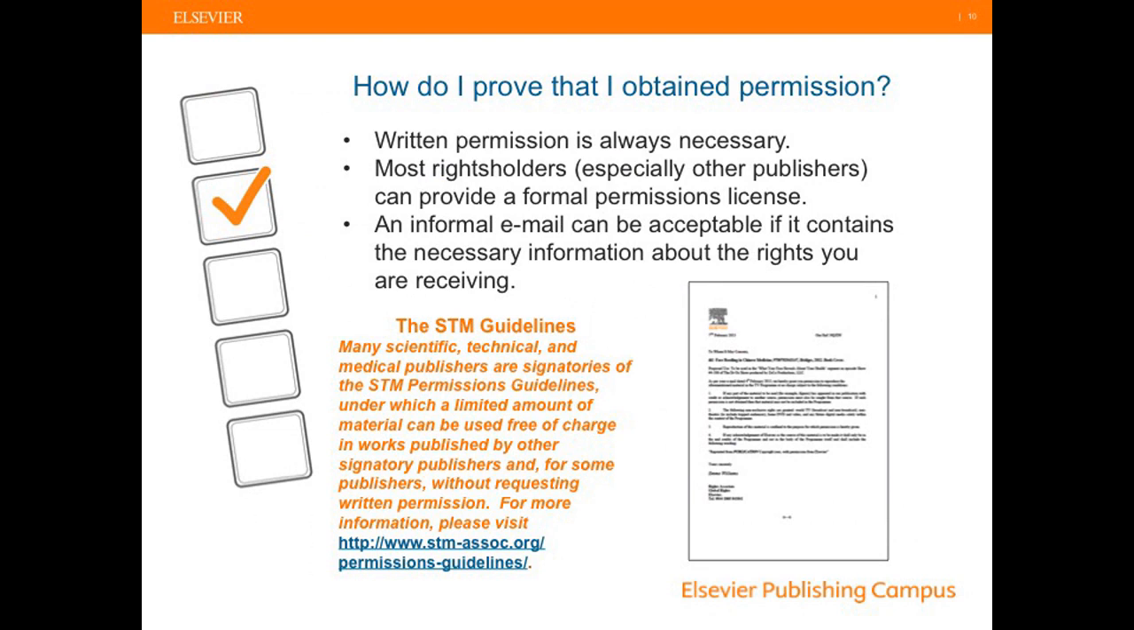Written proof that permission has been obtained is the best evidence you have followed all necessary procedures to use copyrighted material in your manuscript. In many cases, this will be a formal permissions license that includes terms and conditions, such as the credit line you should use to acknowledge the material. An informal email can also be acceptable if it contains all necessary information.